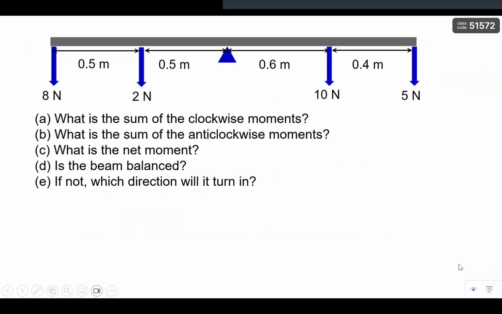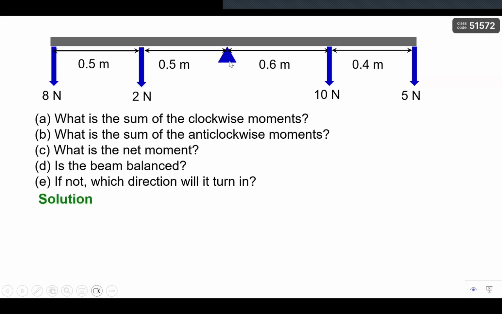Okay, so let's take a look at more difficult examples. In this case over here, I have a rod with many different forces. This is my pivot in the center, and these are the individual distances of the forces. The first question they ask is, what is the sum of the clockwise moments? So I have many different forces. I need to identify which are the forces that will give me my clockwise moments.